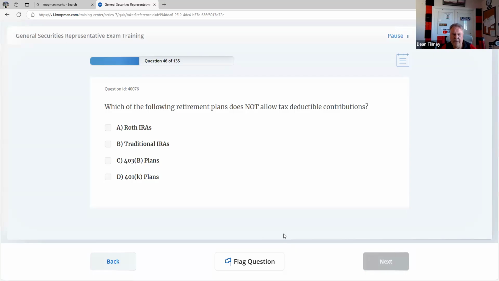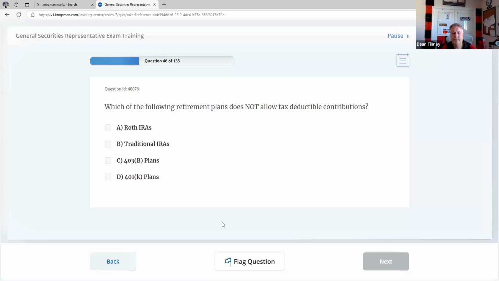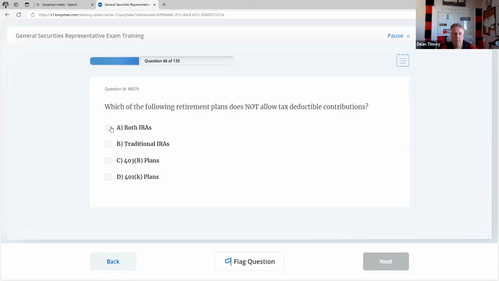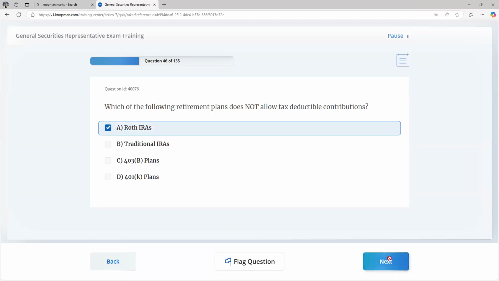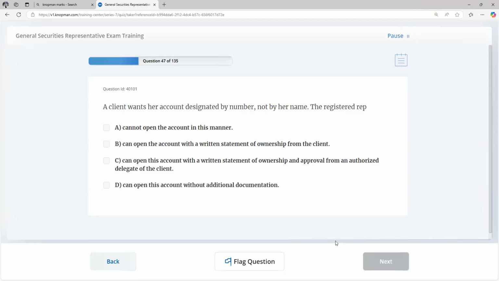Which of the following retirement plans does not allow tax deductible contributions? Oh dear. So for traditional, I think it does. You're correct. 401k is qualified. That's right. 403b is qualified, and I'm pretty sure you can take deductions from both of those. So the Roth. You're right on. Good job. Client wants her account designated by number, not her name. The registered rep, B. Right on.